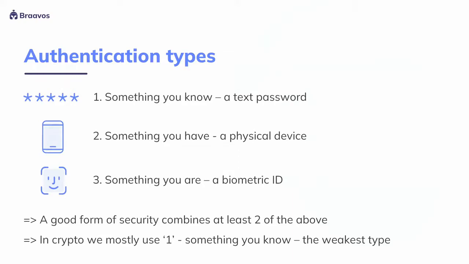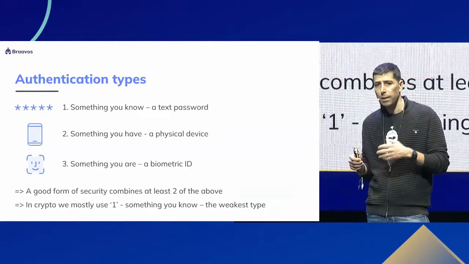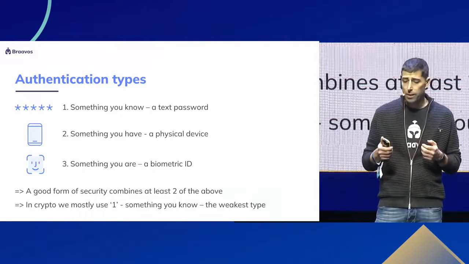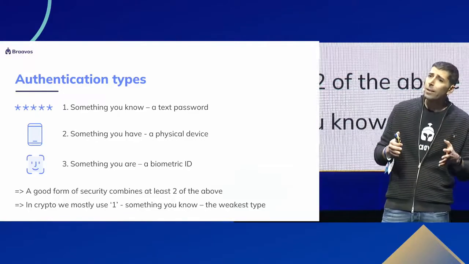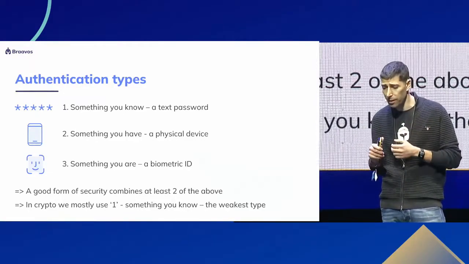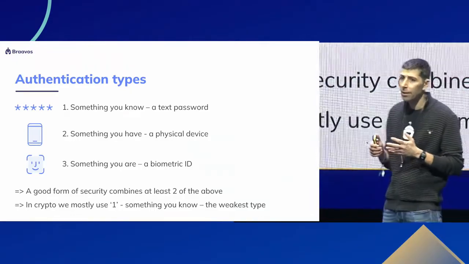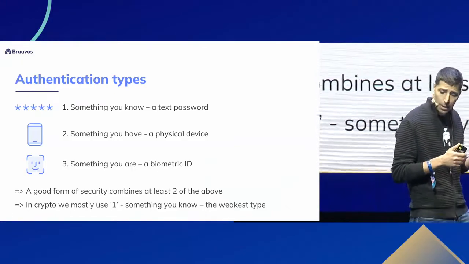And when we are talking about authentication, we have mainly three authentication types. The first type is something you know. It's usually a text password. The second type is something you have, a physical device, could be your mobile phone. And the third type is something you are. Something you are is a biometric ID. It could be your fingerprint, your face ID, your retina. And good security is considered to combine at least two of these three above. But unfortunately, in crypto, we mostly use one. And not only do we use one, we use the weakest one. We use only something you know, only a text password.